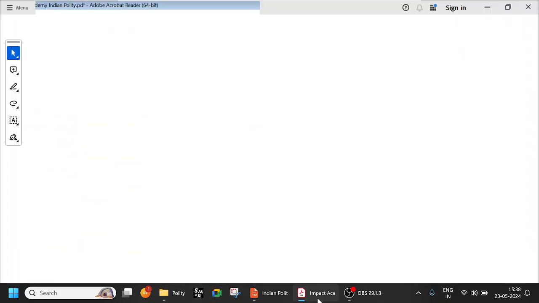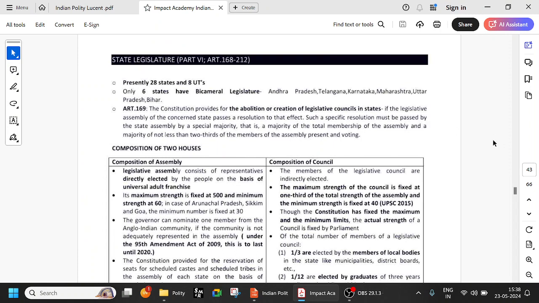So today let us continue with the Indian Polity. Let us continue with state legislature. We've already seen the parliament. Now let us look at the state legislature. State legislature is part 6, article 168 to 212. So try to remember these things also.